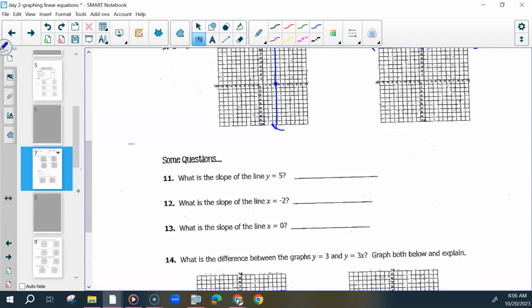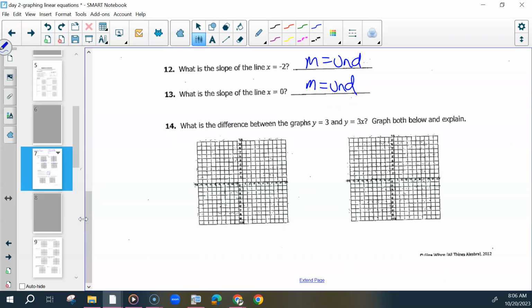Okay. Then this is to kind of go back to slope, but also be thinking about the graphs. What is the slope of y equals 5? 0, because it's a y equals, so in your equation that would be m equals 0. What is the slope of x equals -2? Undefined, because it's an x equals. This is a trick question. What is the slope of x equals 0? No, undefined, because it's still an x equals. They put the 0 up there to trick you.